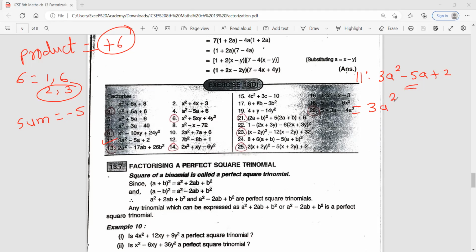So 3a square, both negative, minus 3a minus 2a plus 2. Okay, why? Because product is positive. म्हणून दोन्ही फॅक्टर्स नेगेटिव्ह पाहिजेत, लक्षात घ्या. आणि सम पण नेगेटिव्ह आहे म्हणून.